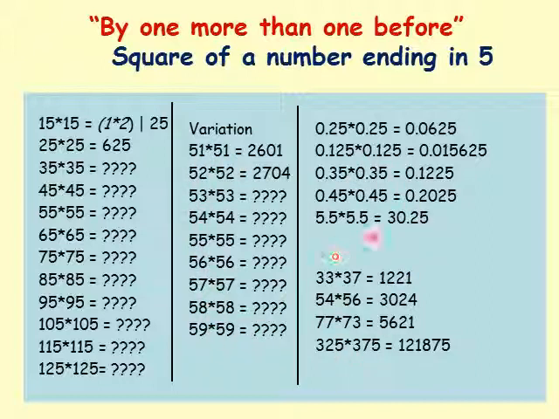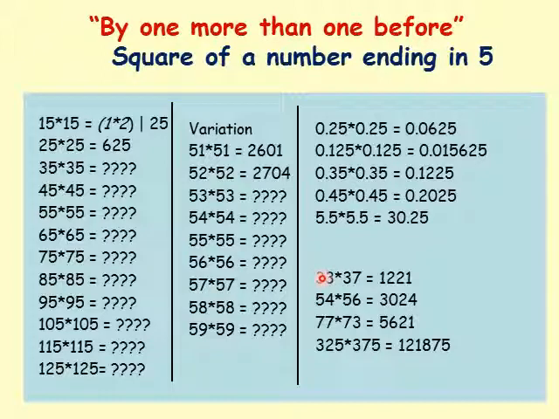And look up some more examples here on the right. 33 times 37. The 3 matches on the left. On the right, 3 plus 7 is 10, just like 35 times 35. In this case, on the left, it's by one more than before. So 3 times 4 is 12. On the right, it's 3 times 7.